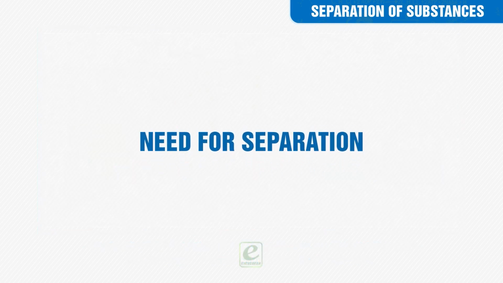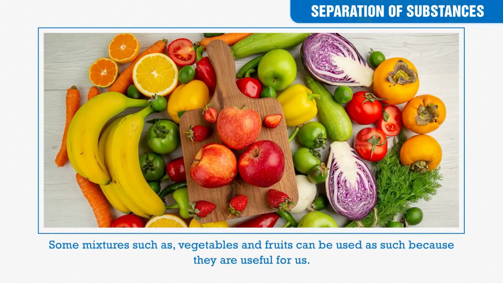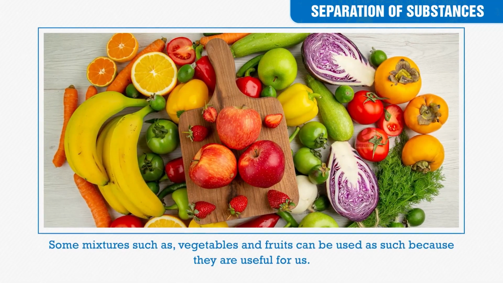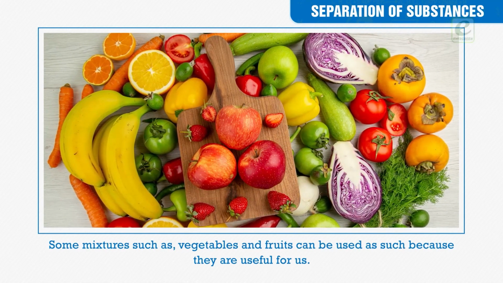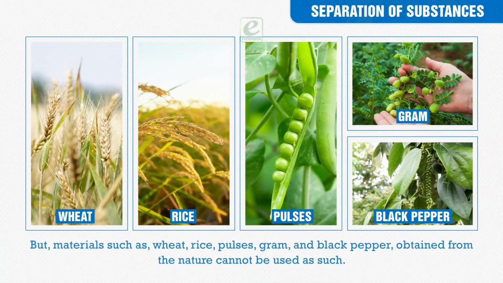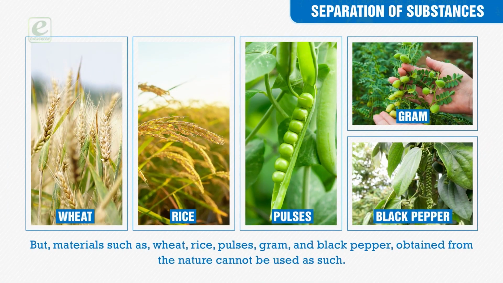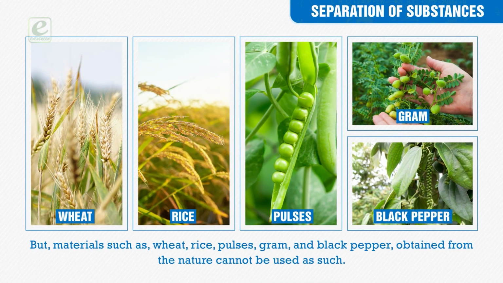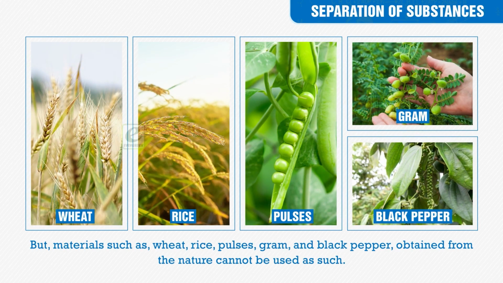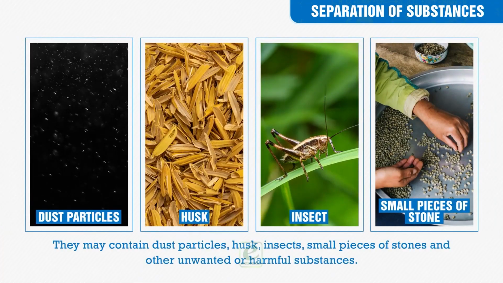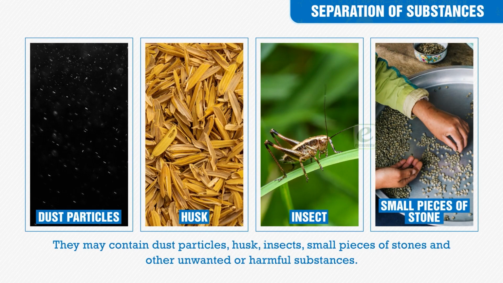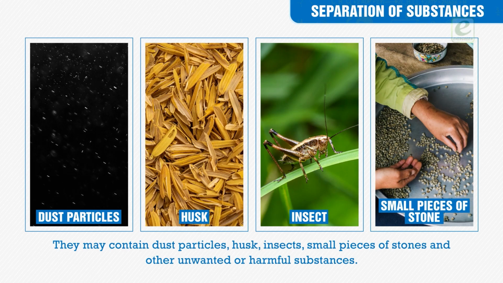Need for separation. Some mixtures, such as vegetables and fruits, can be used as such because they are useful for us. But materials such as wheat, rice, pulses, gram, and black pepper obtained from nature cannot be used as such. They may contain dust particles, husk, insects, small pieces of stones, and other unwanted or harmful substances.